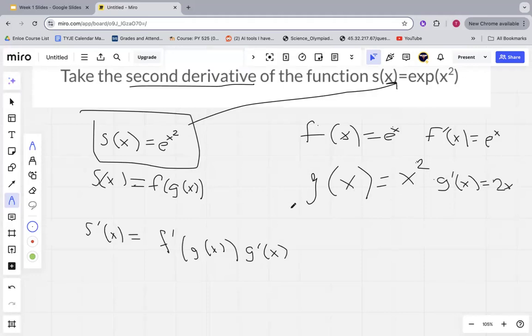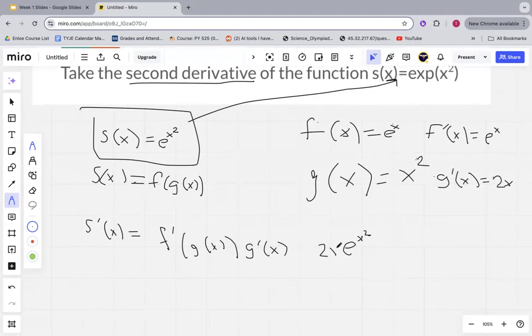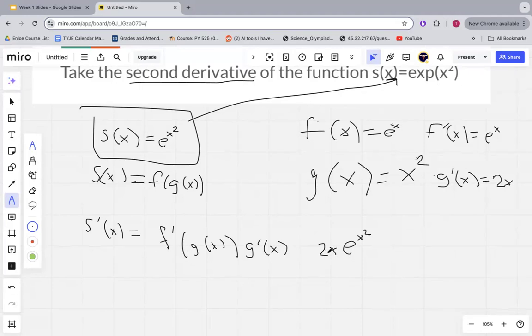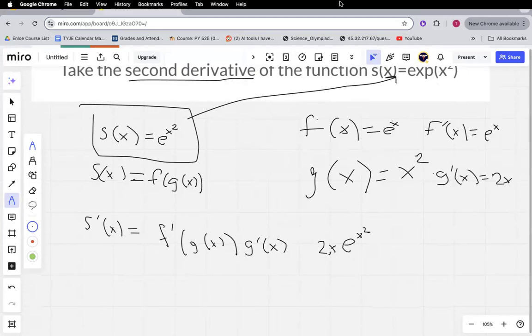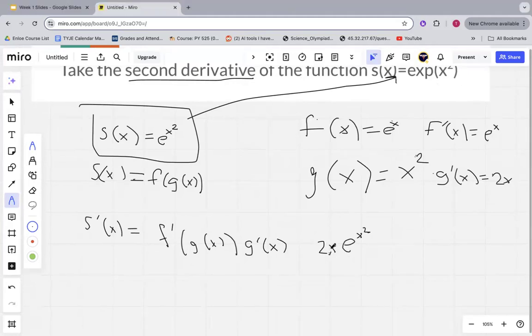Now we'll plug everything in. F prime of g of x just means putting x squared into this. So we get e to the x squared. And we need to multiply by g prime of x, sorry, which is 2x. So I'm going to put that in front. And that's our first derivative. In the interest of time, I may not do the second derivative. Yeah, I'm going to skip the second derivative.